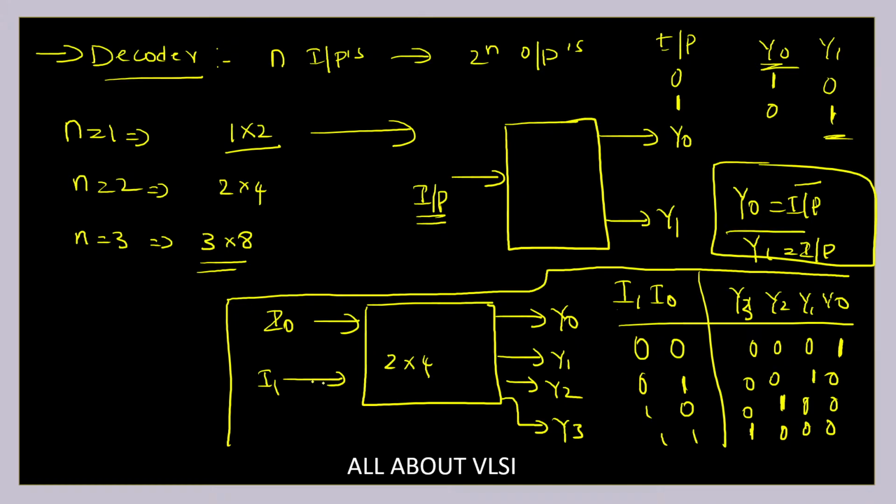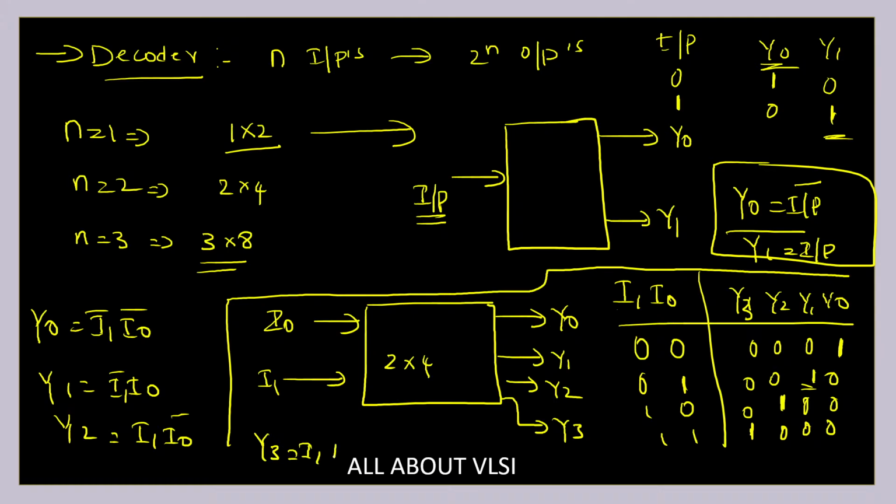And over here for the 2 cross 4 decoder, you can get y0 easily. So y0 is nothing but I1 complement into I0 complement, and for y1 it is I1 complement and I0, and y2 it is I1 and I0 complement, and y3 it is I1 and I0. So this is how you're going to get the expressions for the outputs of a decoder.